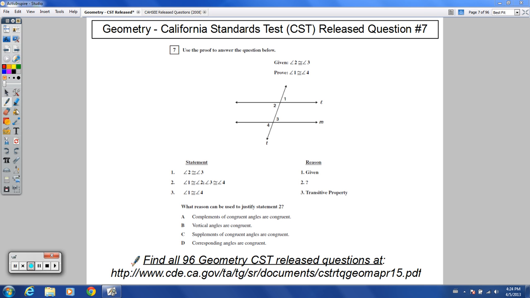This is release question number 7 for the geometry CST test, and we have this. It says use the proof to answer the question below. We're given that angle 2 is congruent to angle 3.